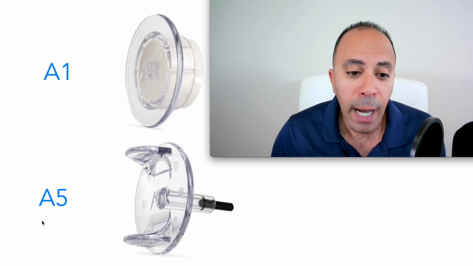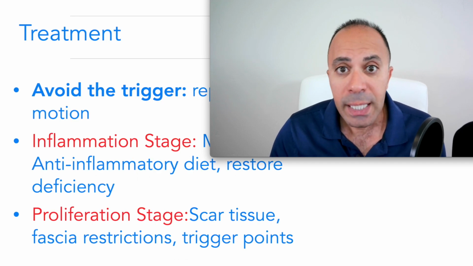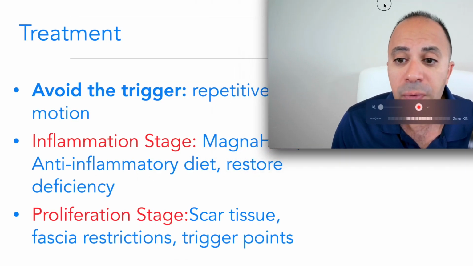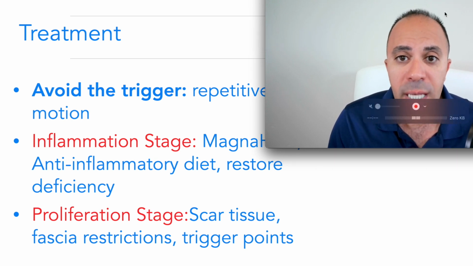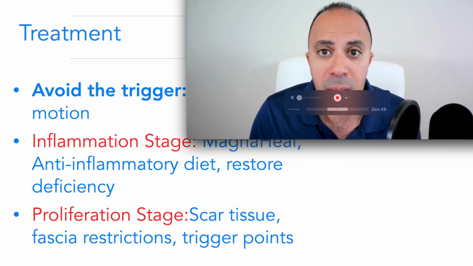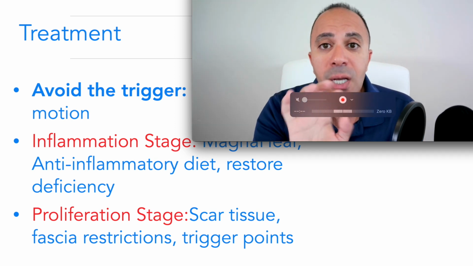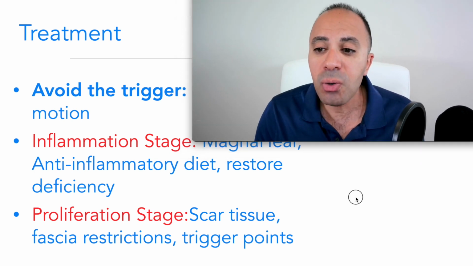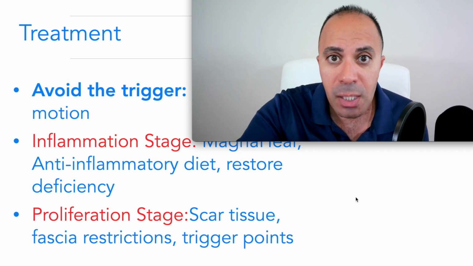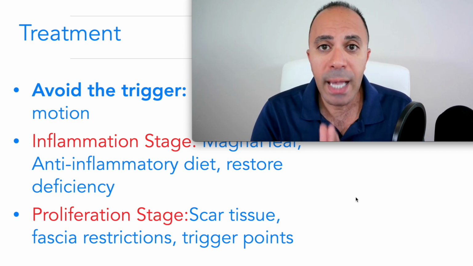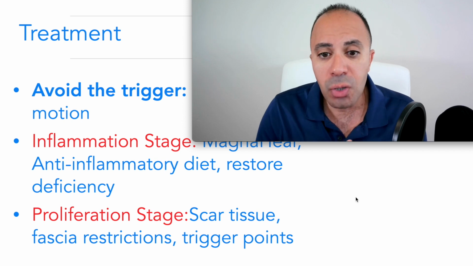To sum it up, you first need to stop the repetitive motion that caused the trigger. If you do a lot of repetitive motion, you need to take a break, because that's going to cause more inflammation. If you are in the acute stage, 3 to 5 days should be good enough to get you back to normal, or a week max.